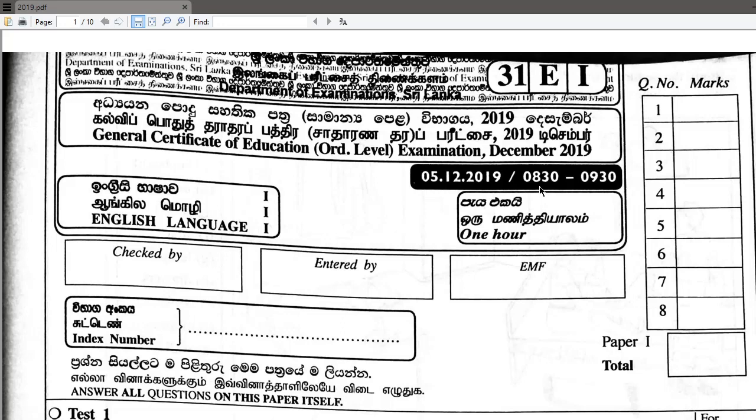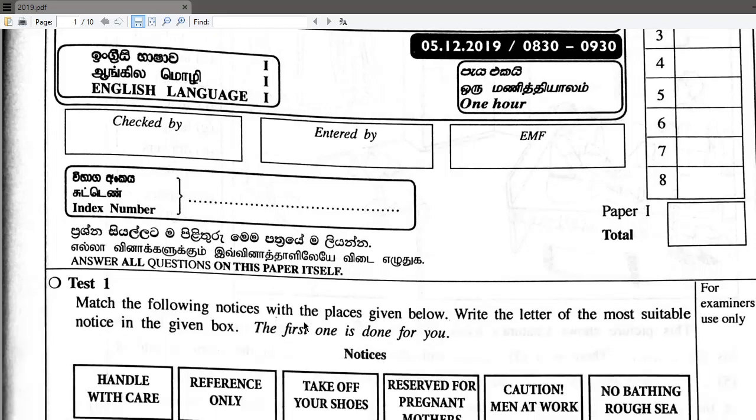you have 8:30 to 9:30. What does it mean? It means you have only 1 hour to complete part 1, right? And you have to write your index number in this box, right? So you write the index number there and then you continue with the work.